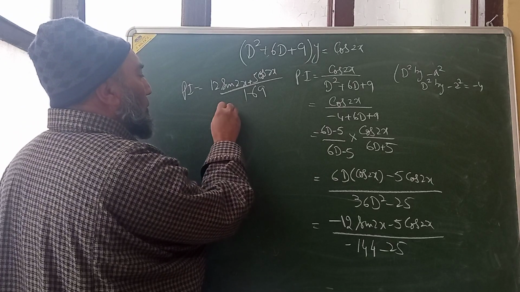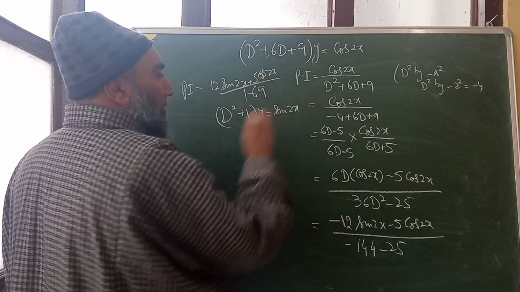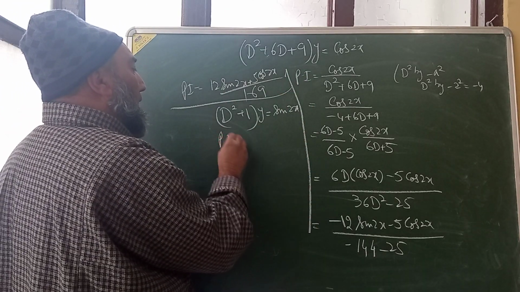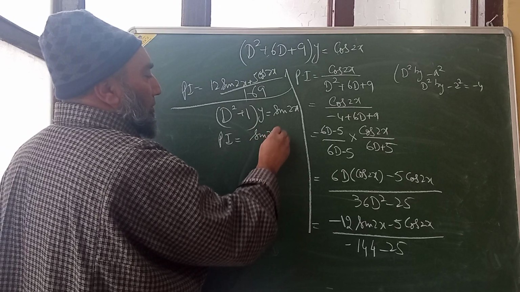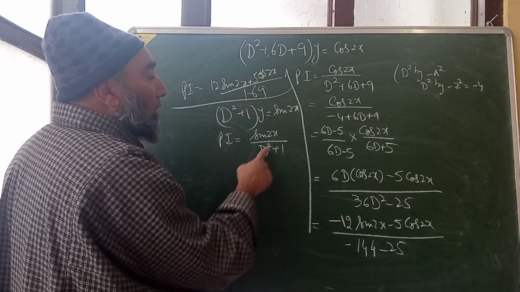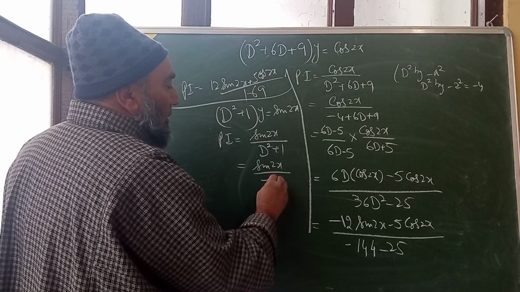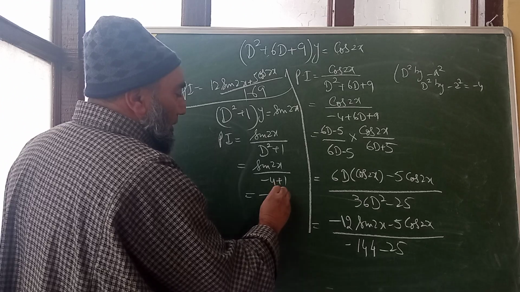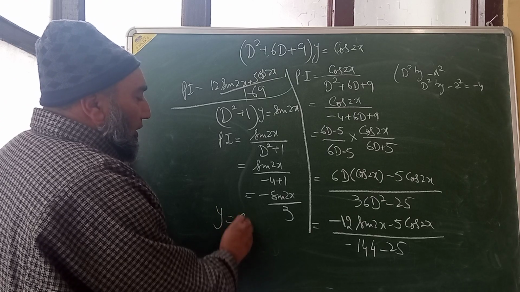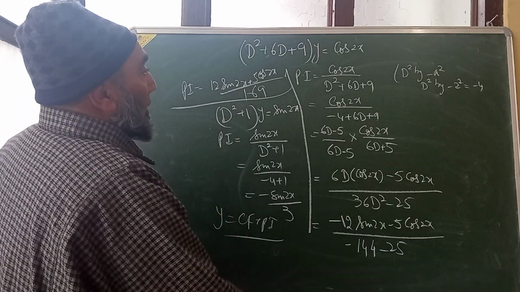Next question, very simple question. D square plus 1 operating on y equals sine 2x. I will only choose PI. Sine 2x upon D square plus 1. See, this is not a case of failure. I have to replace D square by minus 2 square, again minus 4. So it is sine 2x upon minus 4 plus 1, so minus sine 2x by 3. This is the particular integral. The general solution is CF plus PI. Okay, got it? Let me take one more question.